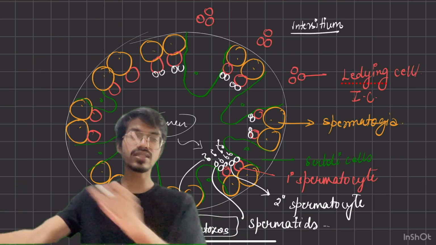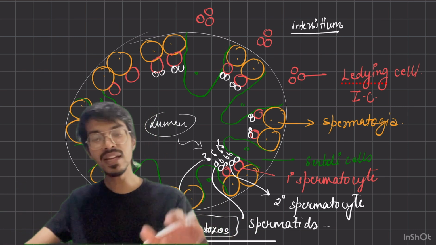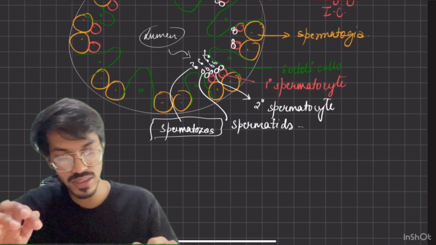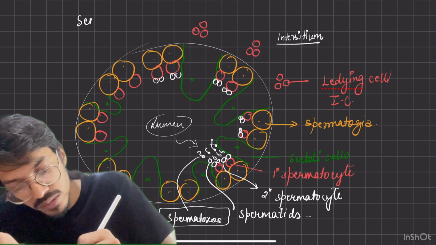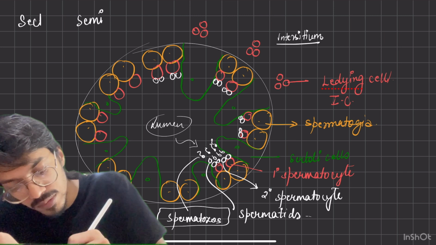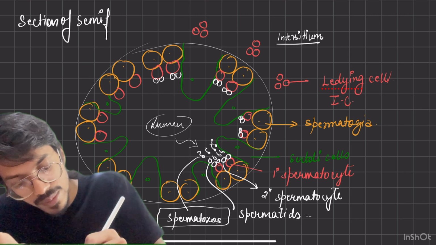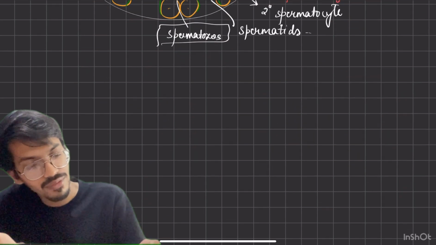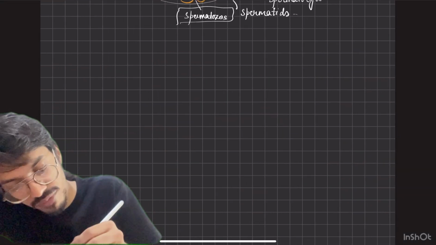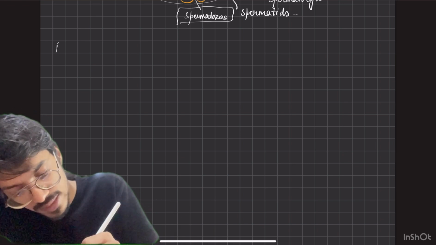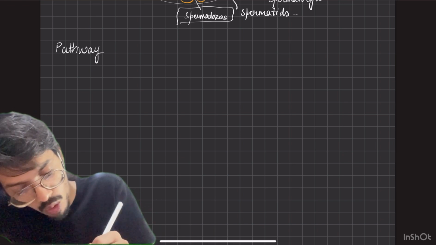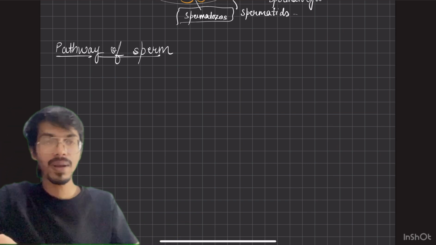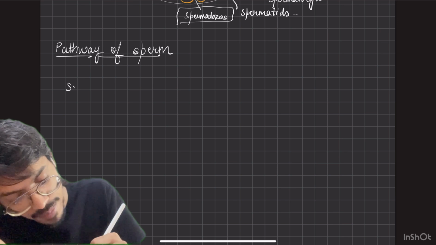Now if someone asks what is the pathway of the sperm from here? Sperms are formed in the seminiferous tubule. This I have made is a section of the seminiferous tubule. Now the next thing we're going to talk about is the pathway of sperm. In the pathway of the sperm, the first is the seminiferous tubule.